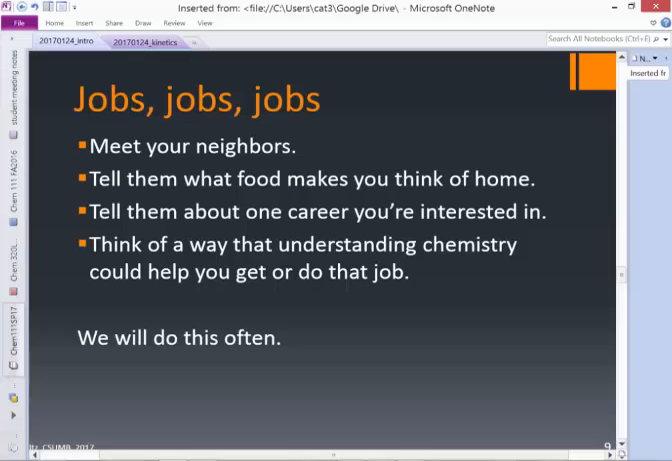Meet someone next to you, preferably someone you don't know, but it's the first day, so you may be sitting with someone you know. Tell them what food makes you think of home. Tell them one career you're interested in. It doesn't have to be the dream job. And then think of a way that understanding chemistry could help you get or do that job. 30 seconds, go!